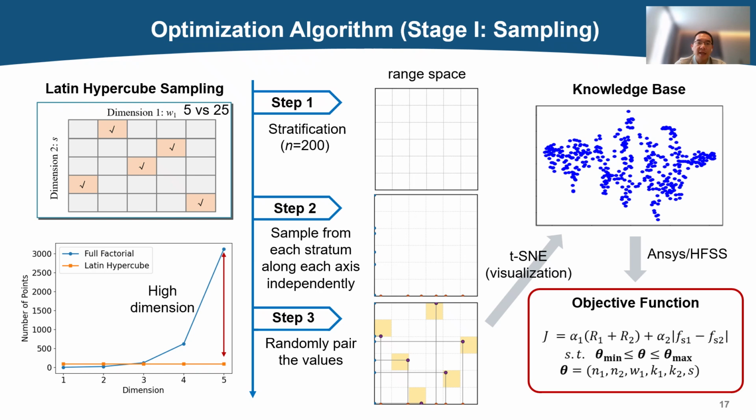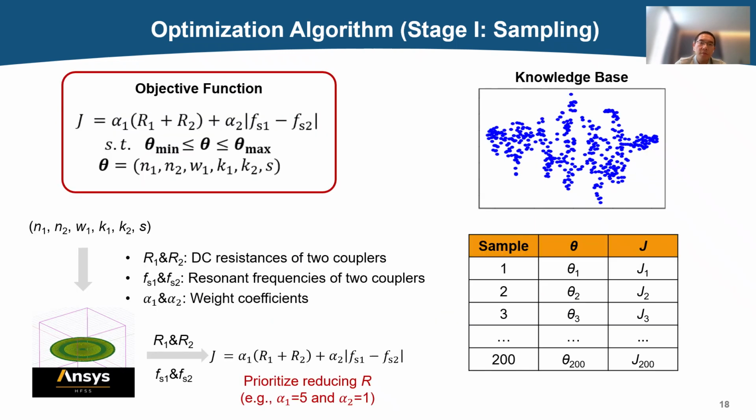200 generated datasets in the knowledge base are then evaluated using the objective function to guide further optimization. The objective function used in this study consists of two components. The first is a resistive term, which accounts for the sum of the ESRs of both the outer and the inner couplers. The second is a frequency term, which represents the difference in resonant frequencies between the two couplers. Two weighting factors, alpha 1 and alpha 2, are applied to balance the influence of these two terms.